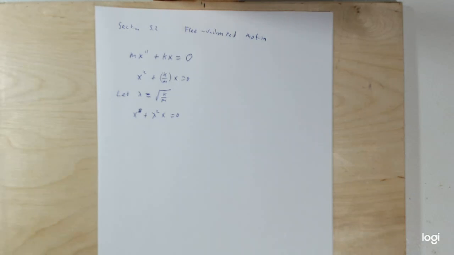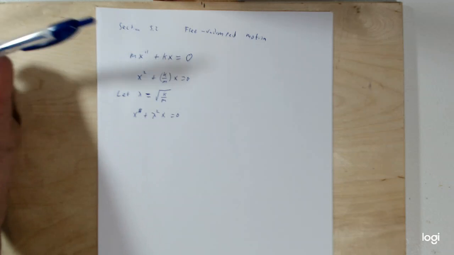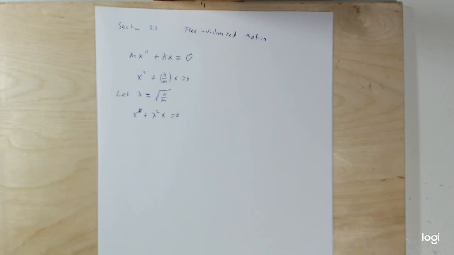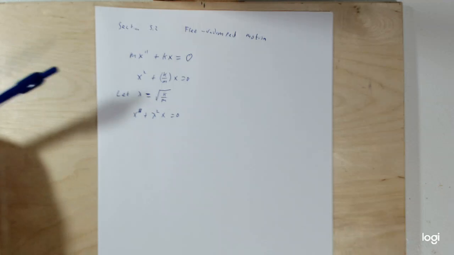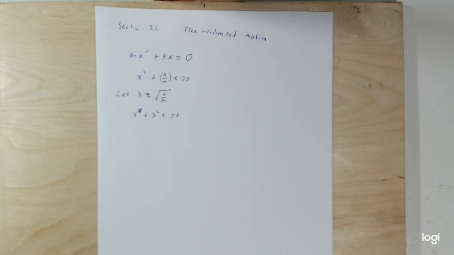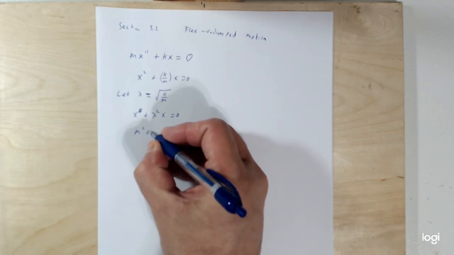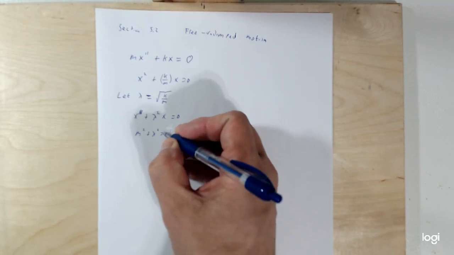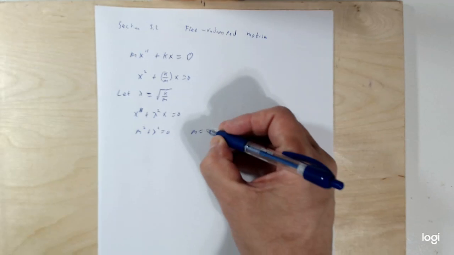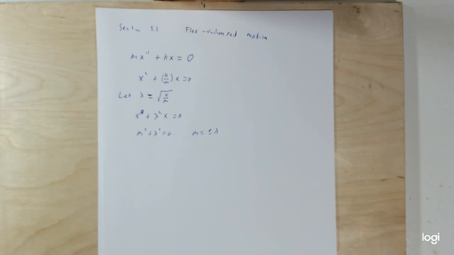So when we take friction out of our general equation, we just get mx double prime plus kx equals 0. Traditionally, you divide through by the m and then define lambda to be the square root of k over m. That gives us x double prime plus lambda squared x equals 0. So our characteristic equation, m squared plus lambda squared equals 0, and m is plus or minus lambda. Okay, that makes writing down our solution fairly straightforward.